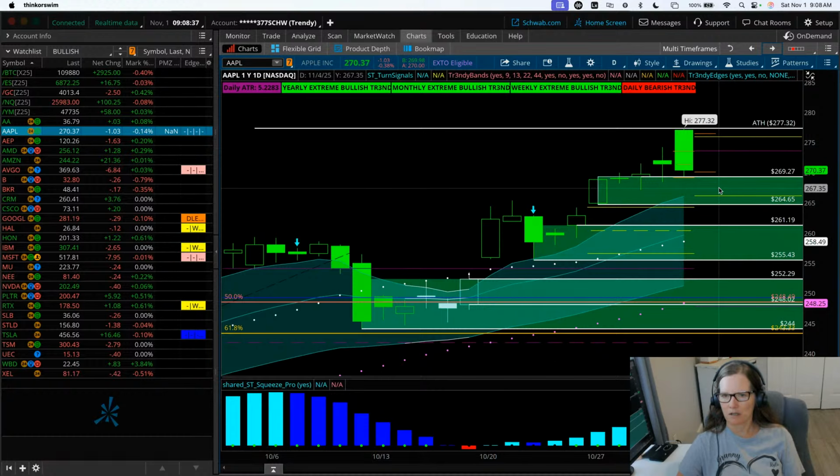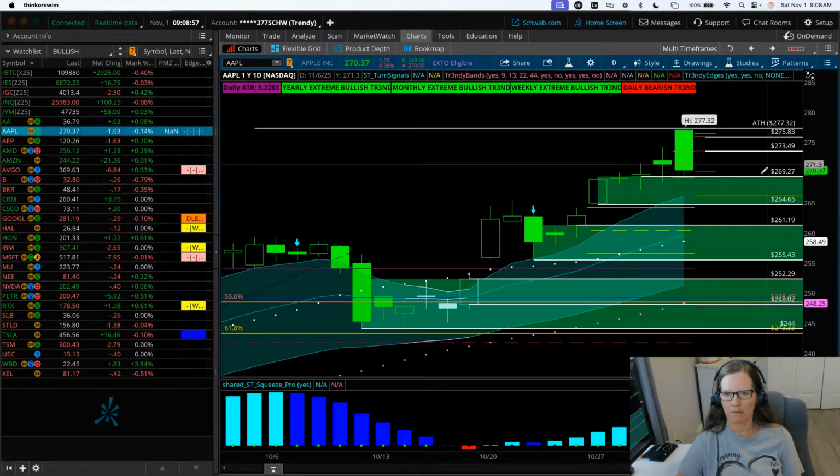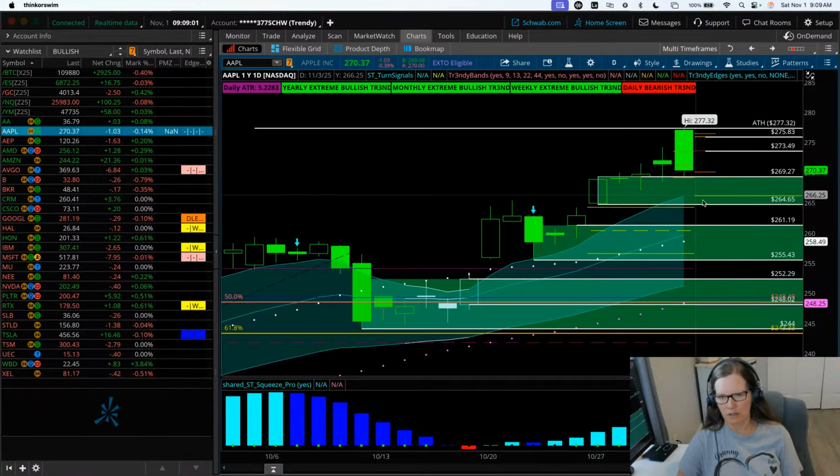All right. Apple buy zone on the daily here at 269 by 264. That's about $5 of risk, a little less than $5 of risk. You're looking at a reward. You're going to have your upper weekly edge right in here at 275.83. You're going to have your upper monthly edge at 273.49. That's going to give you a risk to reward.